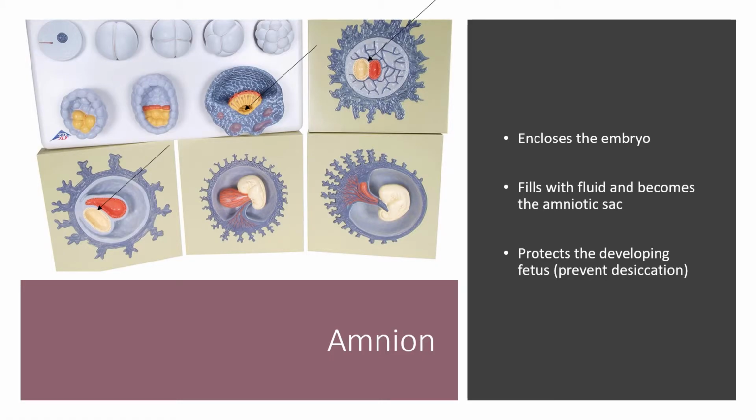So starting with the amnion, it's actually in this model. It's just, once again, not the best model. But I have it pointed to with all these arrows at different stages of development. So this amnion is what encloses the embryo, and it fills up with fluid and becomes the amniotic sac. And in essence, what the amnion is doing is protecting the developing fetus, preventing desiccation, for instance.